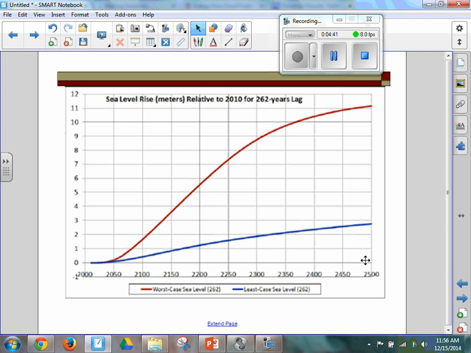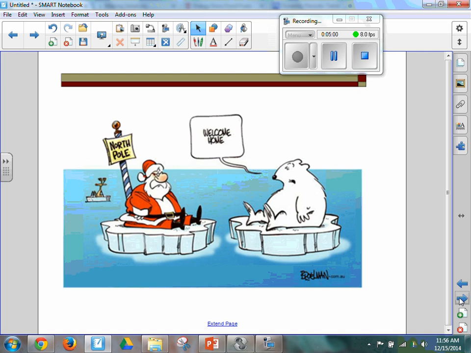So that's a huge increase. If you think about 10 meters into the air is what that water would rise. So that would greatly affect a great many cities in the United States and around the world. And the least case scenario would be just above 3 meters, which would still be a huge issue. But this might turn into this type of situation where we have Santa Claus and the polar bear just kind of hanging out together.